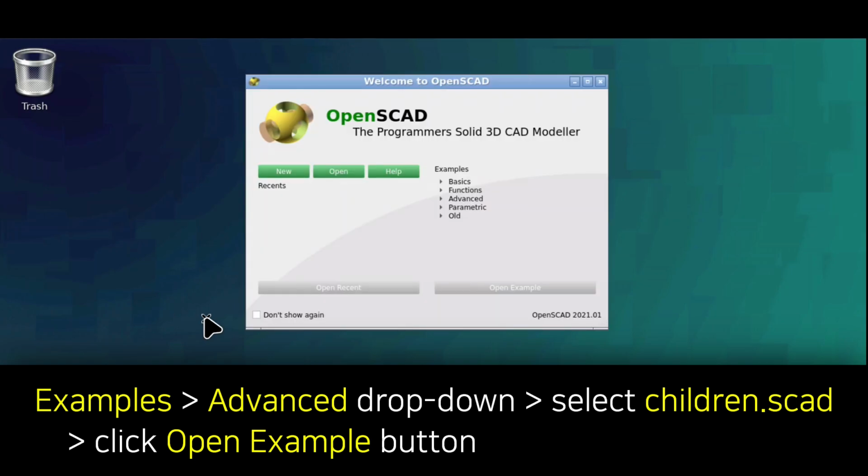Then from the Welcome window, we can open one of the examples by clicking on one of the drop-downs in the examples list, and select an example. For this example, I clicked on the Advanced pull-down, and then I selected Children.SCAD. Once we have selected our example, we can click on the Open Example button.